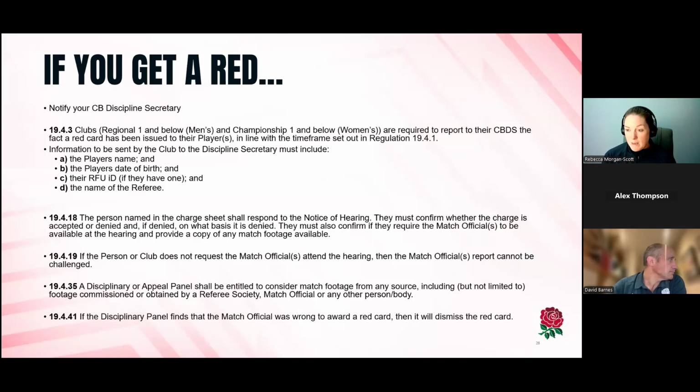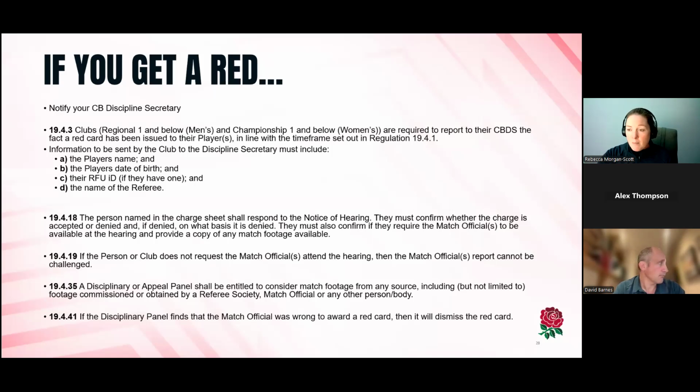So what does that mean if you or your club or a player at your club gets a red card? The first thing to do would be to notify your CB discipline secretary. We have a list on our website that's being updated at the moment. We'll share the link to where that is. So if a player in your club gets a red card, first thing to do would be to notify your CB discipline secretary, and that should be by 9 o'clock on Monday morning at the latest.